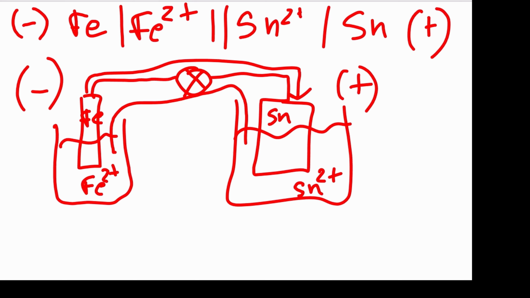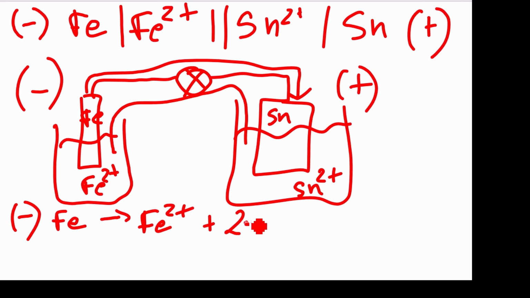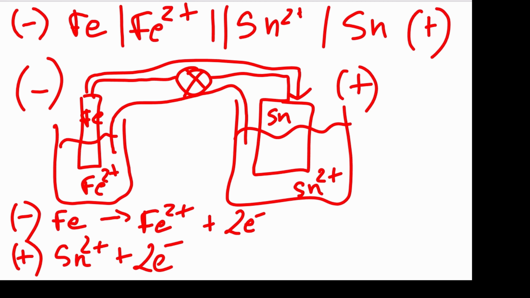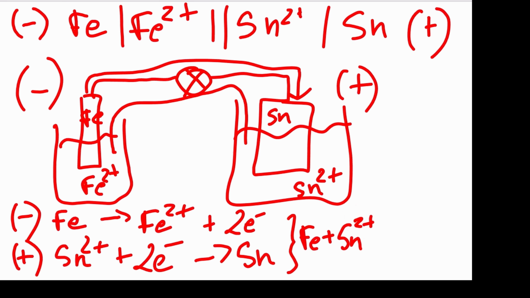What about the half cell reactions? In the case of the anode, we have oxidation of iron. We obtain iron cations and 2 electrons, which are consumed in the cathode reaction. So tin cations consume these 2 electrons, and metallic tin is created. Overall reaction: metallic iron plus tin cations give us iron cations and metallic tin.